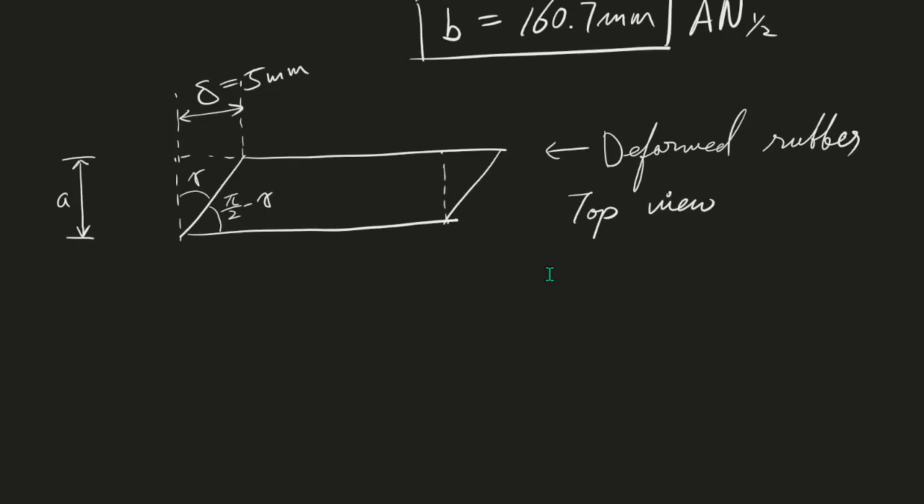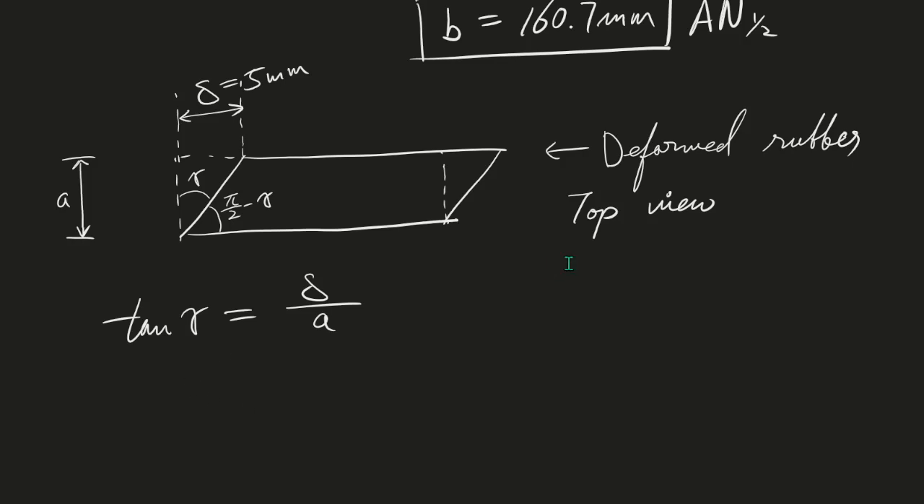And we'll use the Pythagorean theorem. Actually, I mean, basic trigonometry to find out what A is by drawing the relationship that tangent of gamma is equal to delta over A.